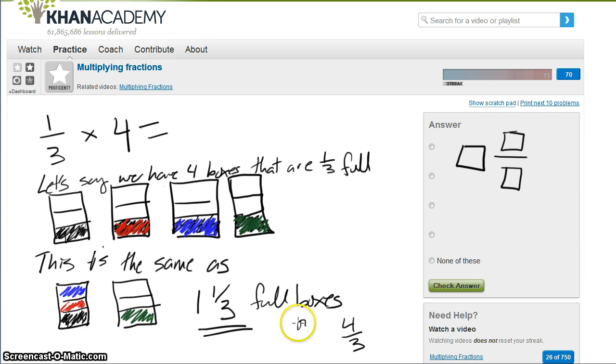full boxes. And so the hint should end on 1 and 1/3, but because this is multiplying fractions 1, we'll also just accept the 4/3. We're not actually saying on these problems that you need to simplify to lowest terms. That'll come later.